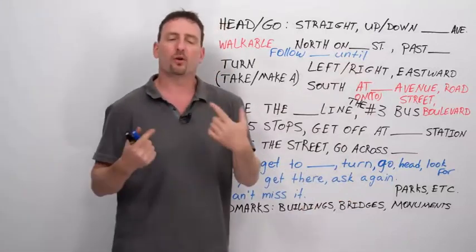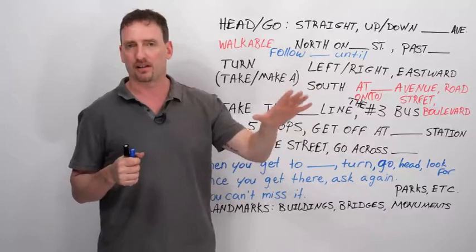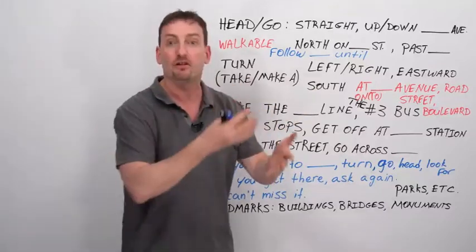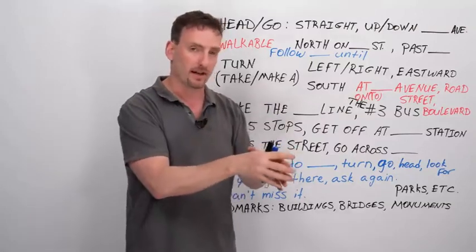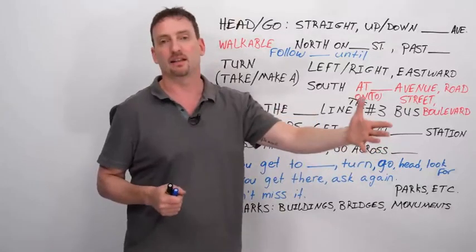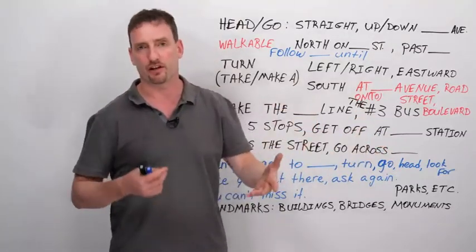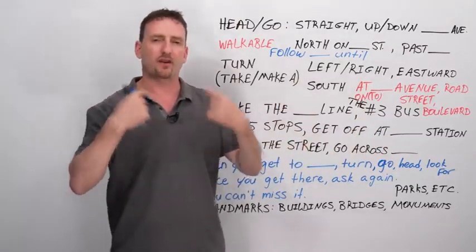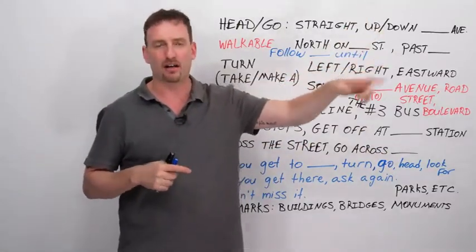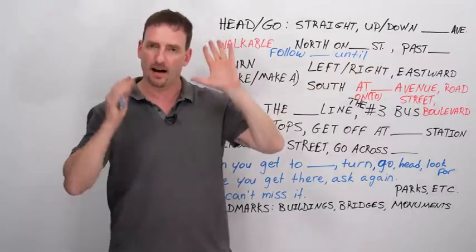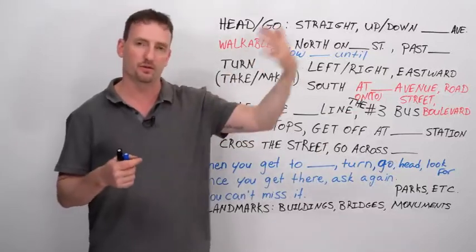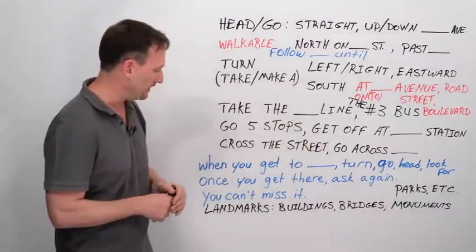Or, if you know that a place is a little bit difficult to get to, what you want to do is get the person moving in the general direction on the way to the place, and then say, once you get to the park, ask again. Ask somebody else for directions. Because if I try to explain to you from here what to do after you get to the park, you will be very confused. I'll just tell you, get to the park, then somebody else will tell you what to do next. That's the easiest way to do it.